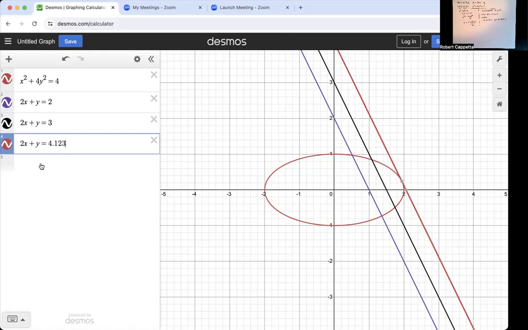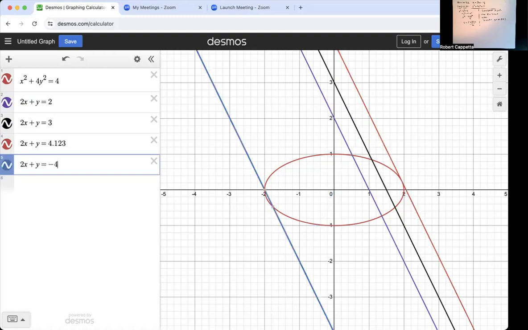And might we guess that the minimum would be 2x plus y is negative 4.123? Let's try it. And sure enough, that looks like a pretty good approximation. But these lines are all level curves, and we need to remember that the gradient is orthogonal to the level curves. That will be our key idea here.